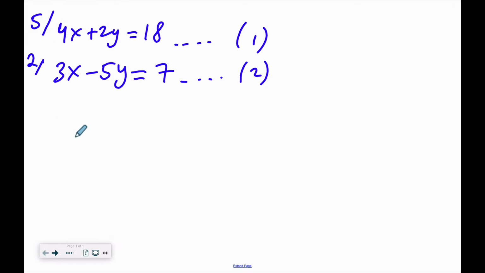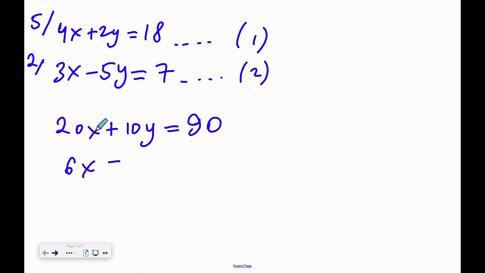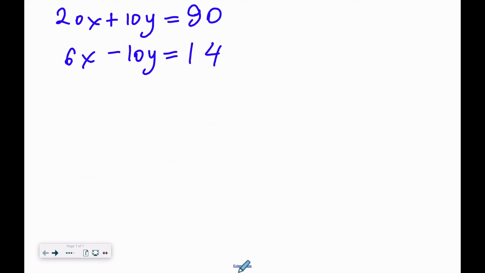5 times 4x we will have 20x, and then plus 5 times 2y we will have 10y, and then 5 multiplied with 18, we're gonna have 90 here. And the second equation, 2 multiplied with 3x, will have 6x, and then minus 2 times 5y, we're gonna have minus 10y is equal to, and then 2 times 7, it's 14. Now, as you can see, we have 10y and negative 10y. We can now eliminate them. That's our goal.